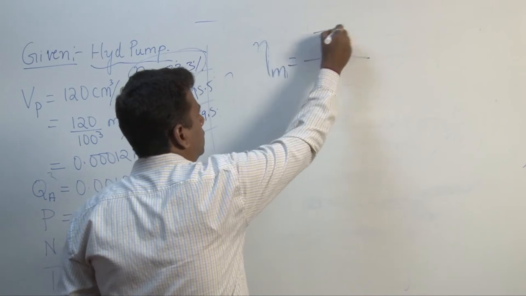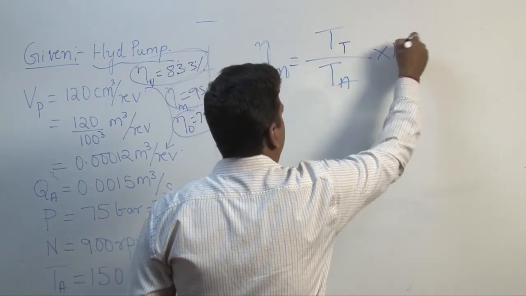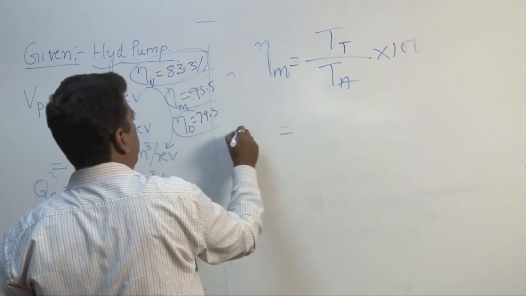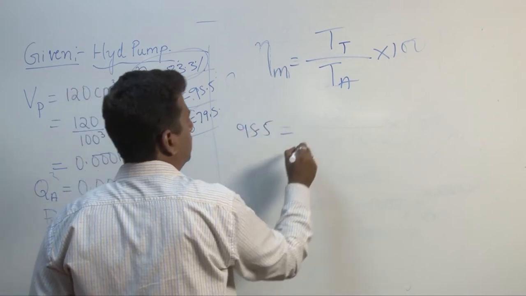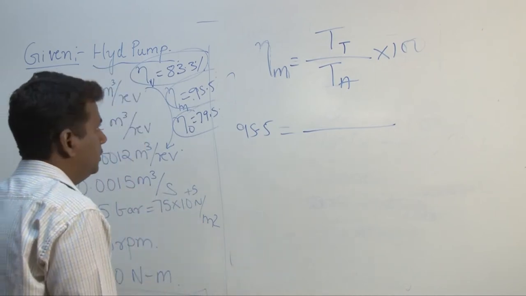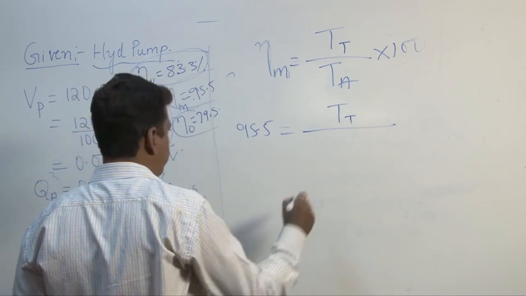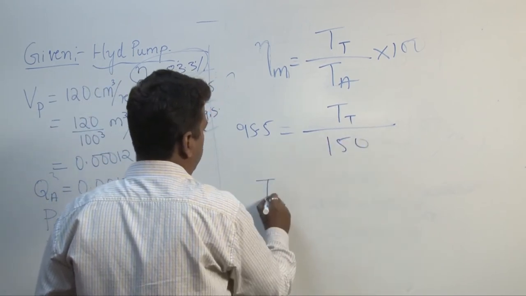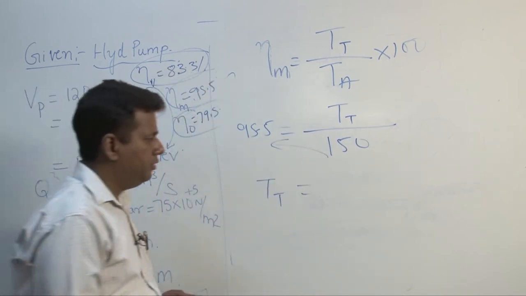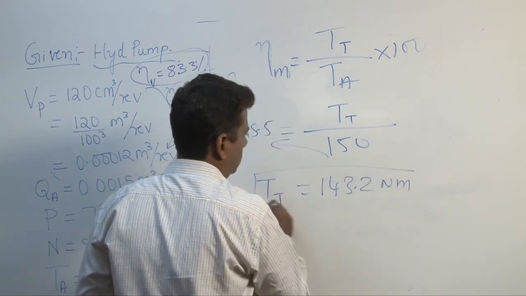Mechanical efficiency is the ratio of theoretical torque to actual torque, multiplied by 100. So mechanical efficiency is 95.5. Theoretical torque is what we have to find out, and the actual torque is 150. After cross multiplication, we get the theoretical torque as 143.143 Newton meter.